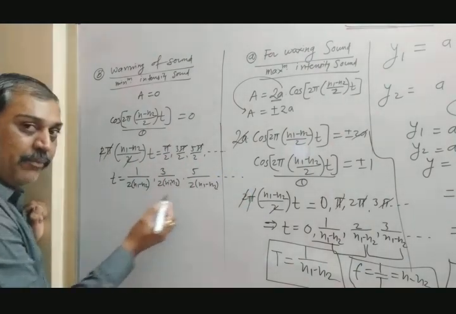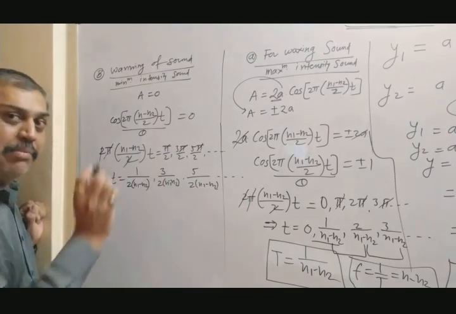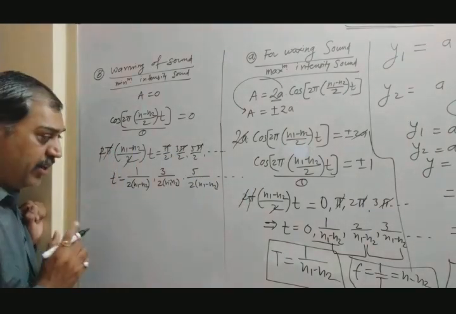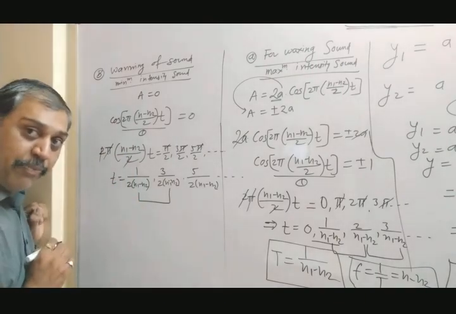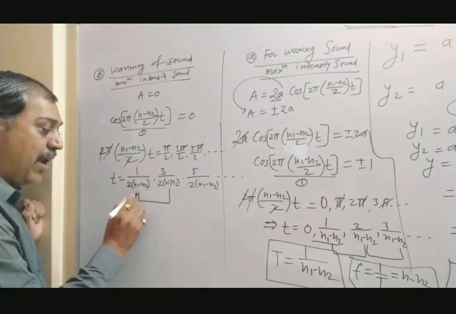At these times, the waning of sound, the minimum intensity sound, occurs. Now if you consider the difference between two consecutive minimum intensity points, the waning points.